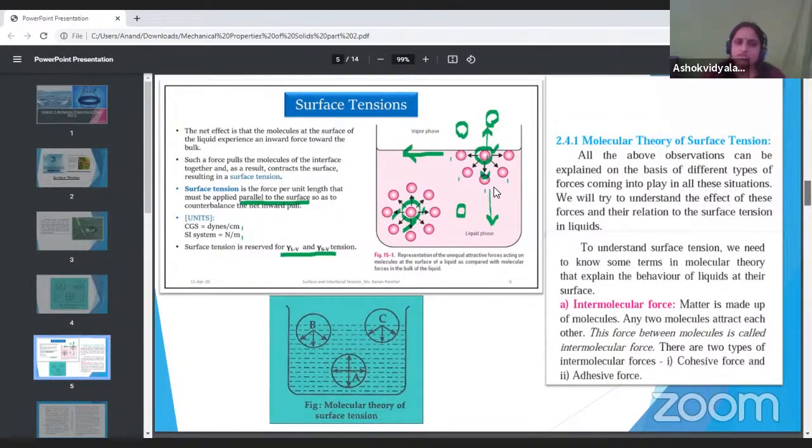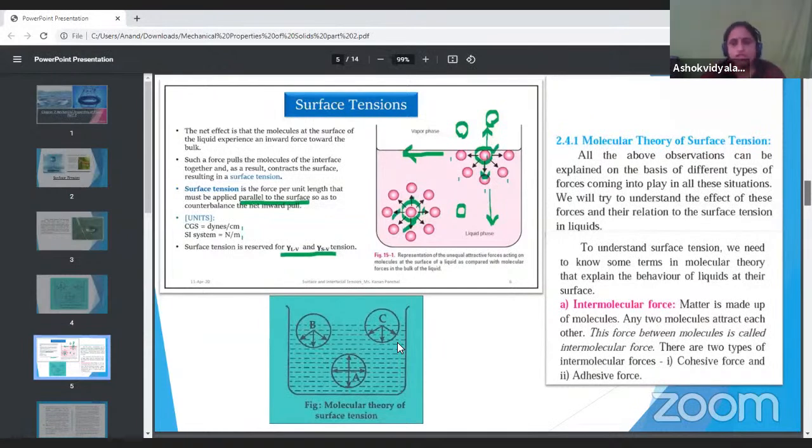Okay, the CGS unit of surface tension is dyne per centimeter, that is force per unit length. Force in dynes per unit length, that is centimeter. And in the SI system, newton per meter. Okay, now on the basis of molecular theory, first we get the characteristic, that is the intermolecular force. That is the force between the molecules is called the intermolecular force. But there are two types of force. कुठले आहेत? Cohesive force and adhesive force.